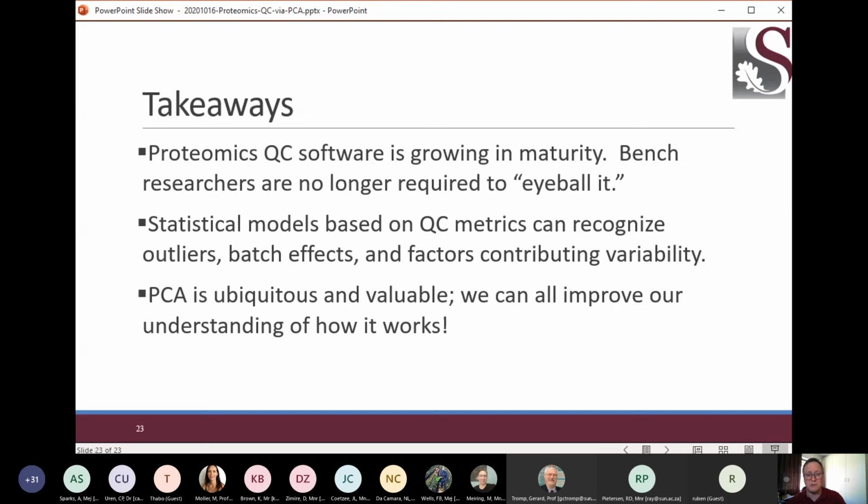Statistical models based on QC metrics can certainly recognize outliers. They're quite handy for looking for batch effects, and certainly understanding what factors are contributing variability to downstream data is just necessary, of course. PCA is ubiquitous. Certainly, we didn't create it in the space of proteomics. We're borrowing a technique that has shown up all over the place. So given that it's going to show up on research posters and presentations that you see for the rest of your career, I think it's very valuable for you to understand a little bit more of how it works. So I hope we were able to contribute that today.